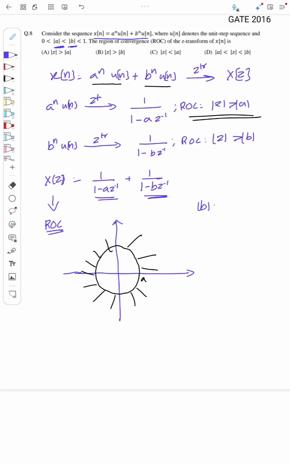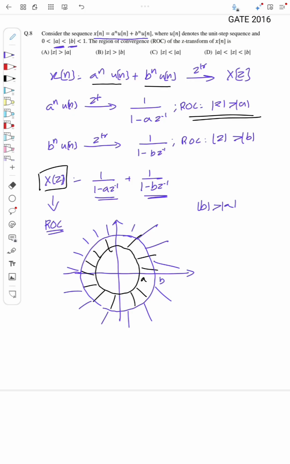So b is actually greater than a, which means the ROC of the second term will be something like this, right? Its ROC will be the area outside this circle with radius b. Now, what is the ROC of X(z)? It will be the intersection between these two. So what is the intersection area? It is actually this area, so both are included. This is the intersection of the two ROCs.